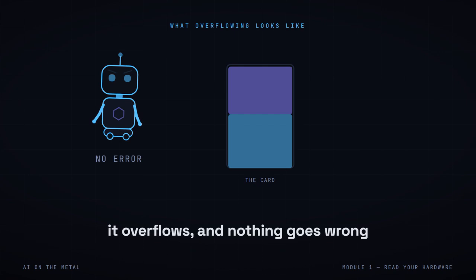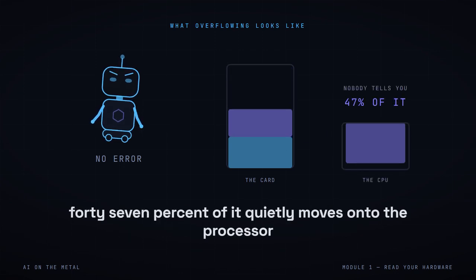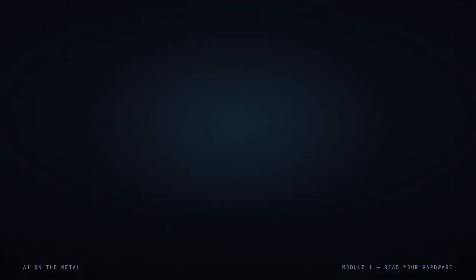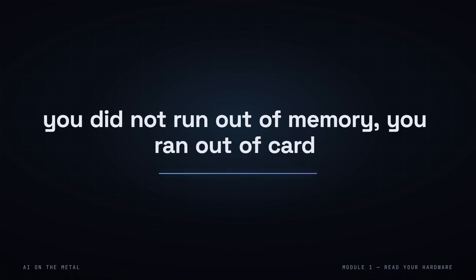Now watch the moment it does not fit. It overflows and nothing goes wrong. There is no error. 47% of it quietly moves onto the processor and nobody tells you. The only symptom is the one you feel. 15.3 tokens a second falls to 7.4. So when it gets slow, do not blame the model. You did not run out of memory, you ran out of card.